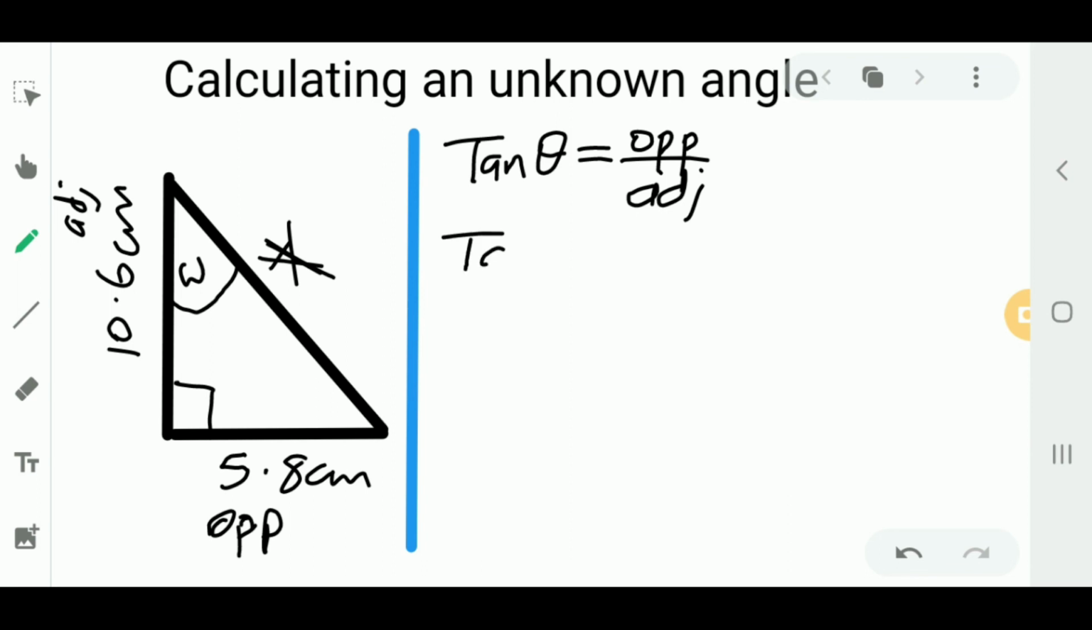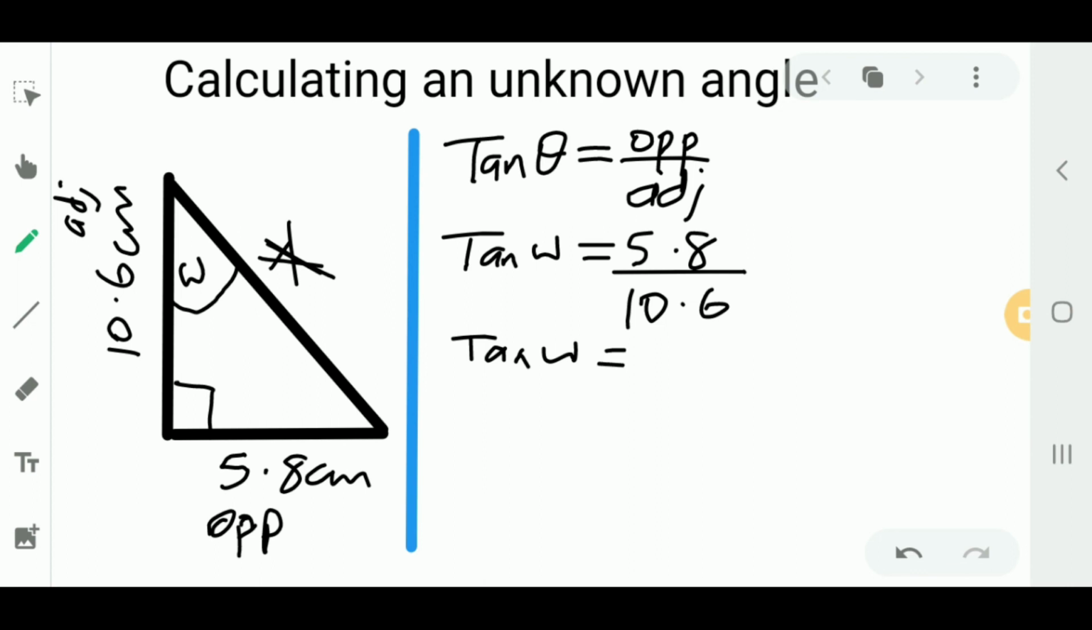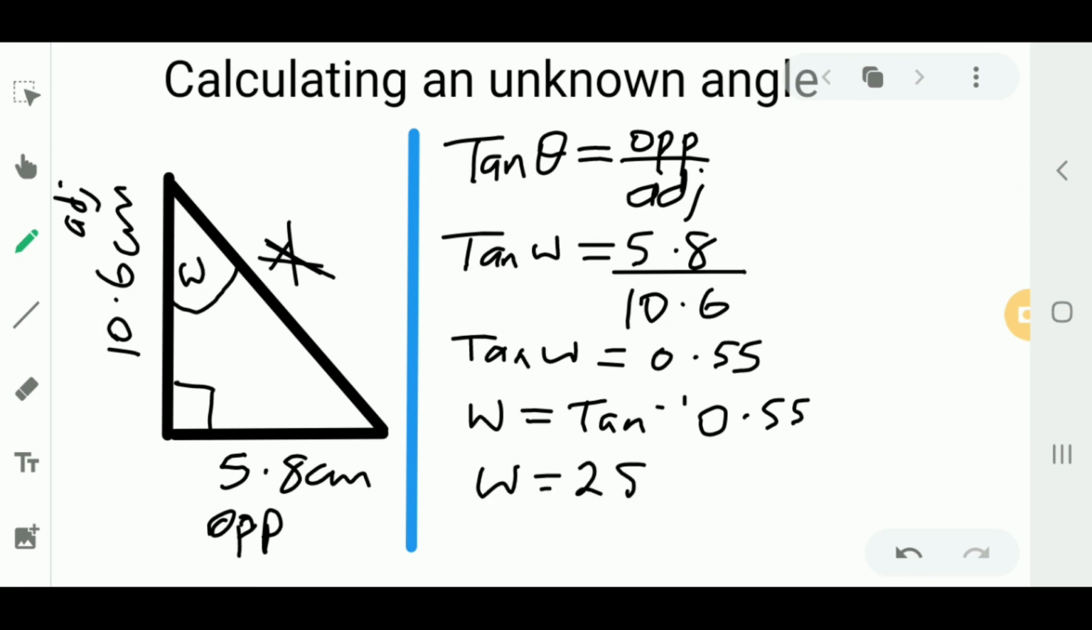So we have tan W is equal to the opposite, which is 5.8, over the adjacent, which is 10.6. So you have tan W is equal to 0.55. Just like we did with the sine and the cosine, where we wanted to make the angle the subject, we have to multiply both sides by tan inverse. So we have W is equal to tan inverse 0.55. That means W is equal to 28.8 degrees.